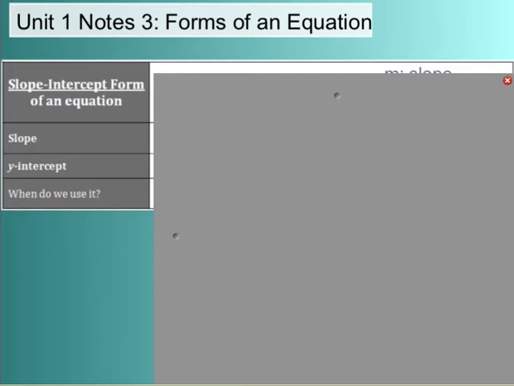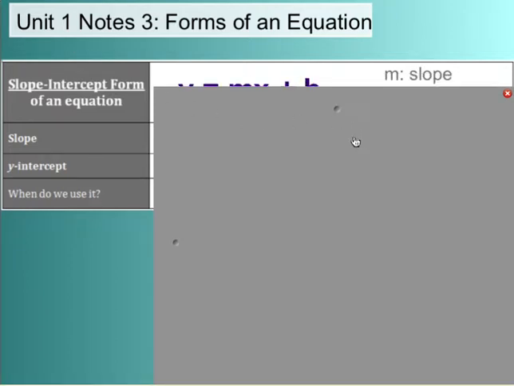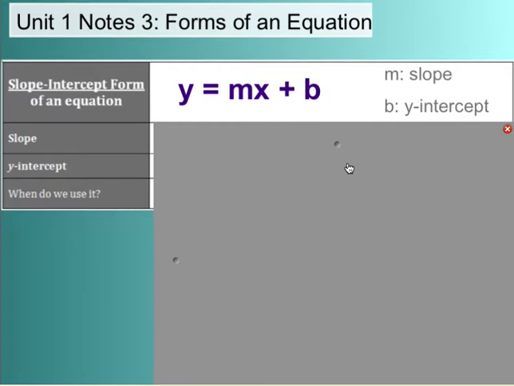Today we're going to be talking about Unit 1, Notes 3, which is forms of equations. Let's start by looking at slope-intercept form. To start off, let's write that form down. The form is y equals mx plus b, where m is the slope and b is the y-intercept. We're going to look at what each of those means in a second, but it's important that you know which one is which because you'll be using this a lot.